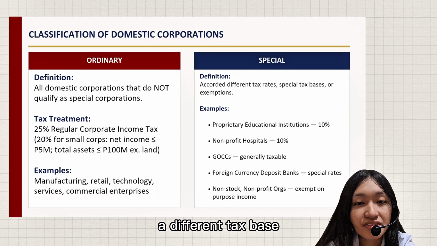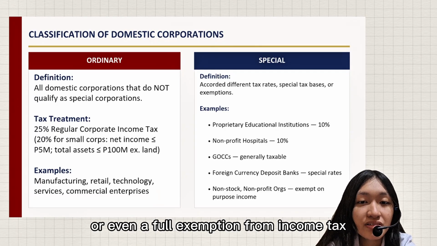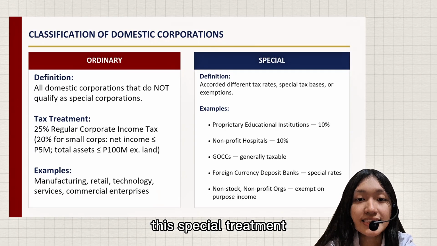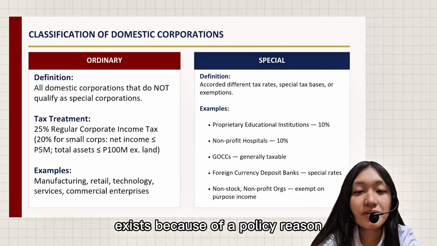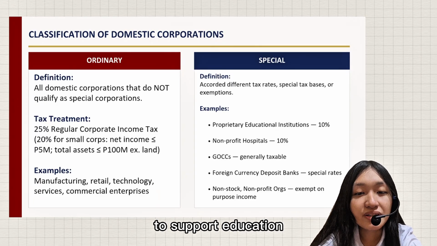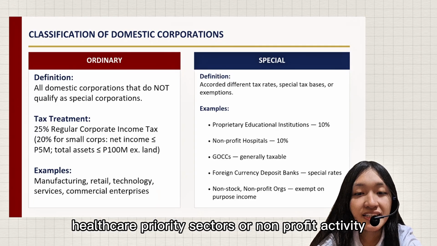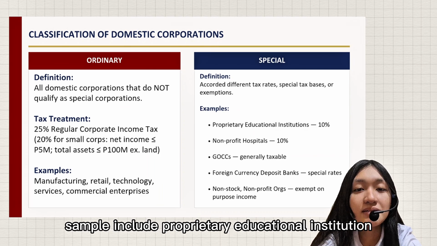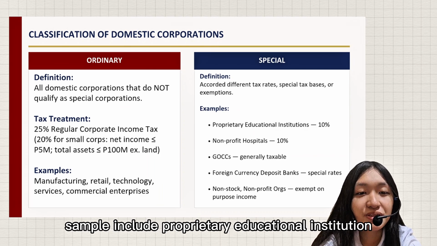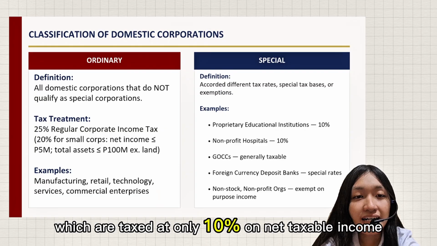The special domestic corporations are those given special tax treatment, either a different tax rate, a different tax base, or even a full exemption from income tax. This special treatment exists because of a policy reason to support education, healthcare, priority sectors, or non-profit activities. Examples include proprietary educational institutions and non-profit hospitals, which are taxed at only 10% on net taxable income.